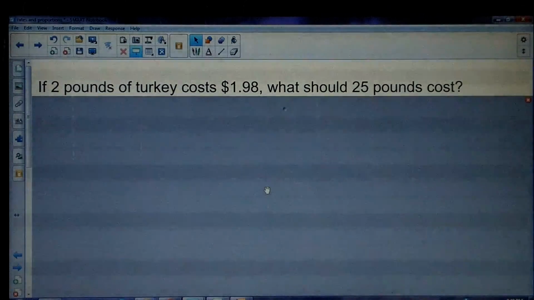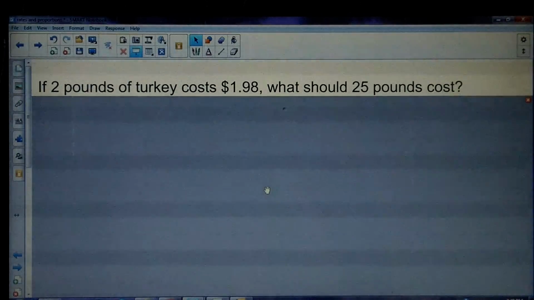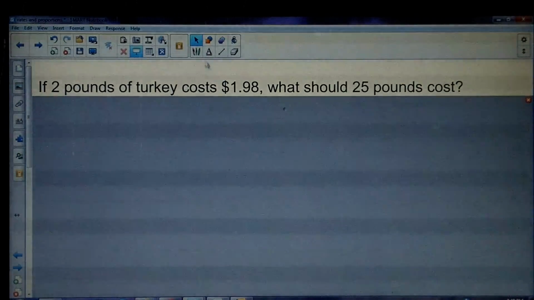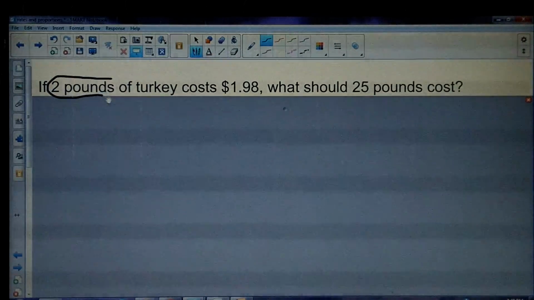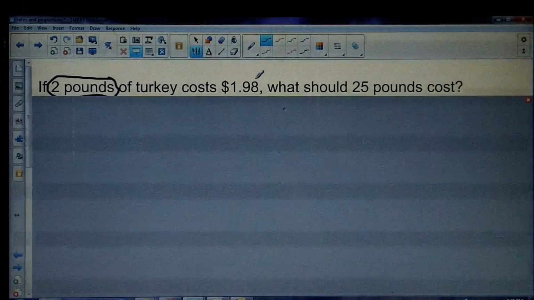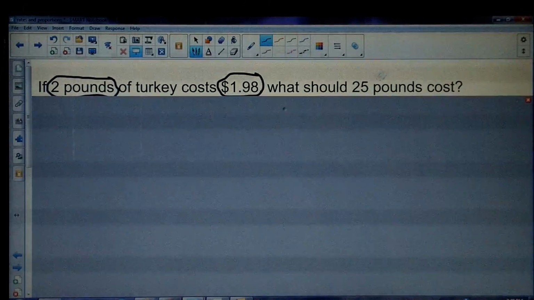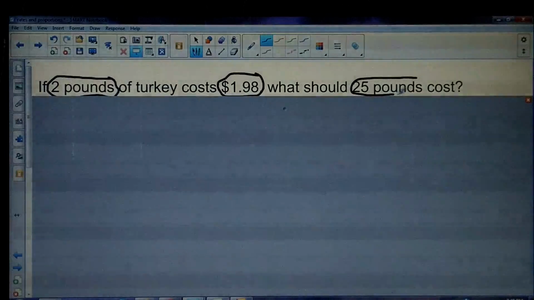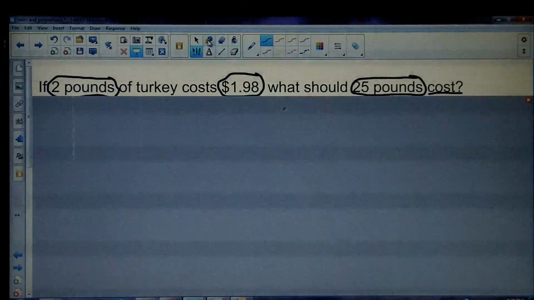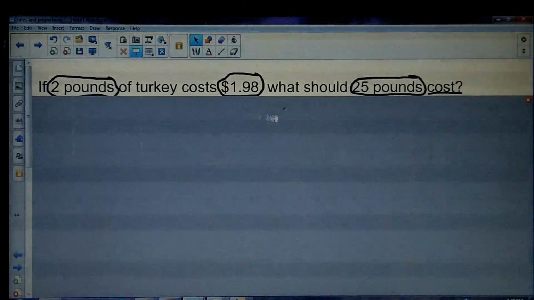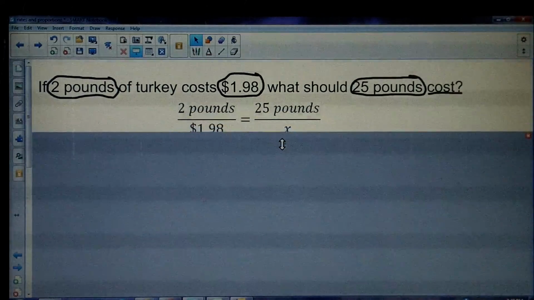Now we're going to look at proportions. Proportions are simply two rates that are equal to each other. So in our first example here, it says that if 2 pounds of turkey cost $1.98, so I'm comparing pounds to money, what should 25 pounds cost? So I'm trying to find the cost of 25 pounds. So I'm going to set up my first rate, 2 pounds over $1.98. And then I'm going to set up my second rate.